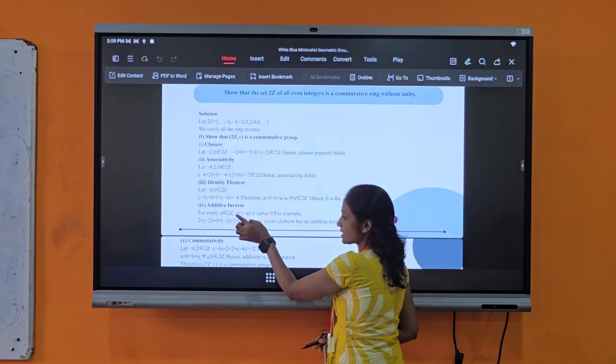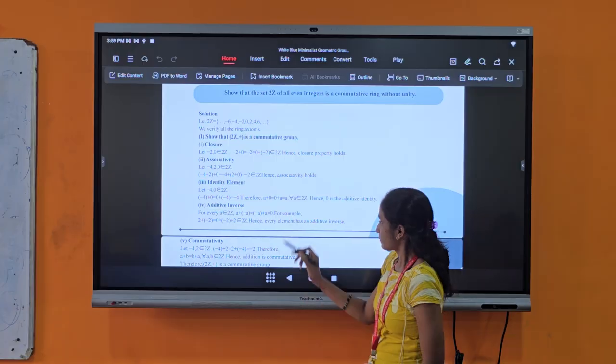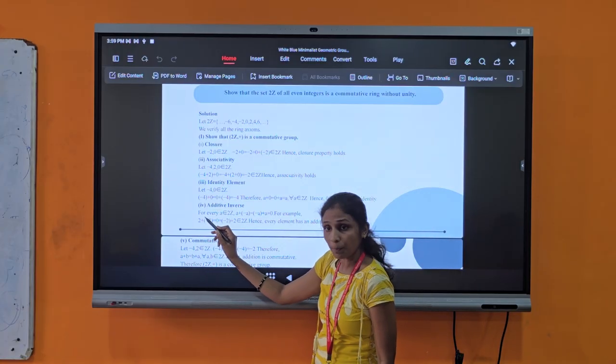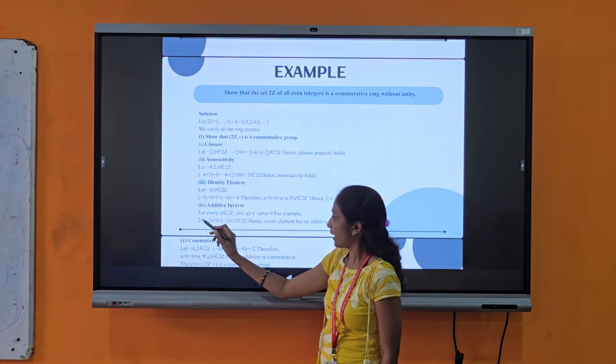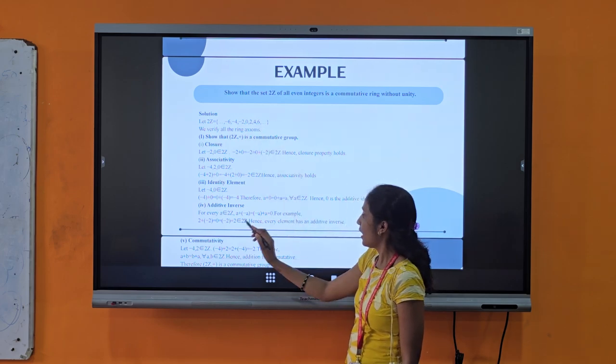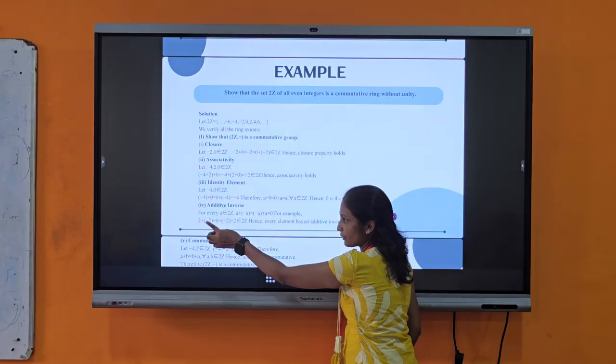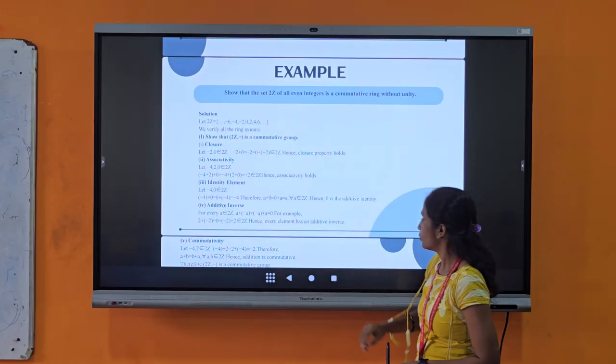That's why A is the inverse of minus A and minus A is the inverse of A. For example, 2 plus minus 2, and this minus 2 element also belongs to the set 2Z, and we will get 0. That's why 2 is the additive inverse of minus 2 and minus 2 is the additive inverse of 2.